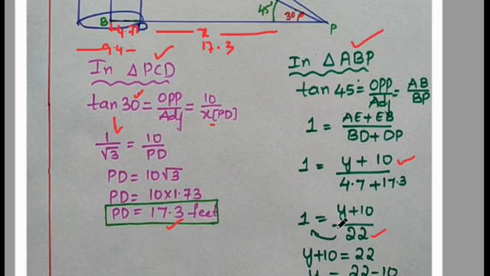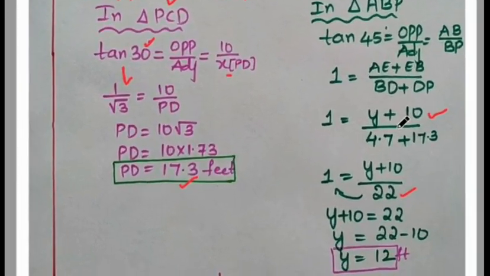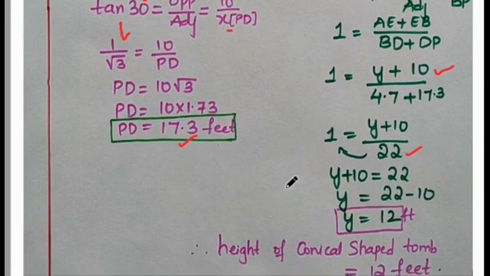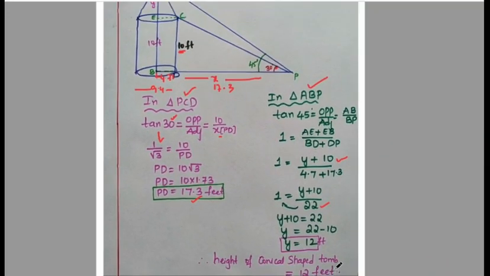Opposite is y plus 10, so y plus 10 is equal to 22. 22 minus 10 is 12. So the height of the conical shaped tomb will be 12 feet.